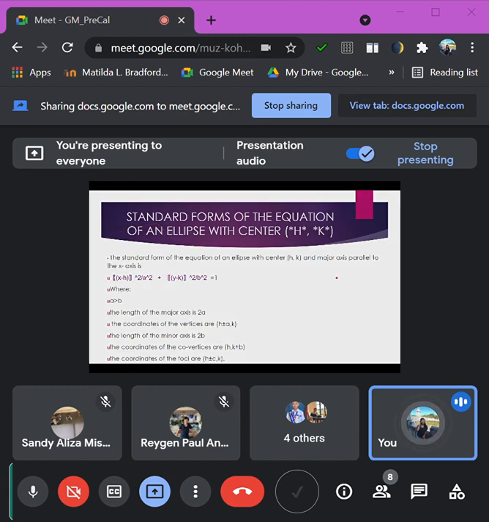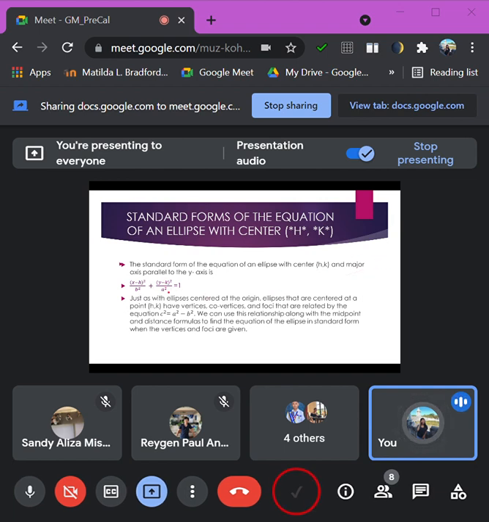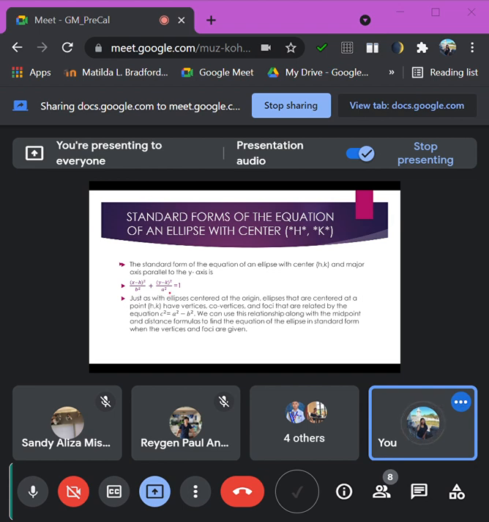So now we have here this one. So standard forms of the equation of an ellipse with center (h, k). So the standard equation of an ellipse with center (h, k) niya ay ang major axis kay naa sa y. So bali lang sad siya. Ang a squared nato na siya sa ubos sa (y minus k) squared.